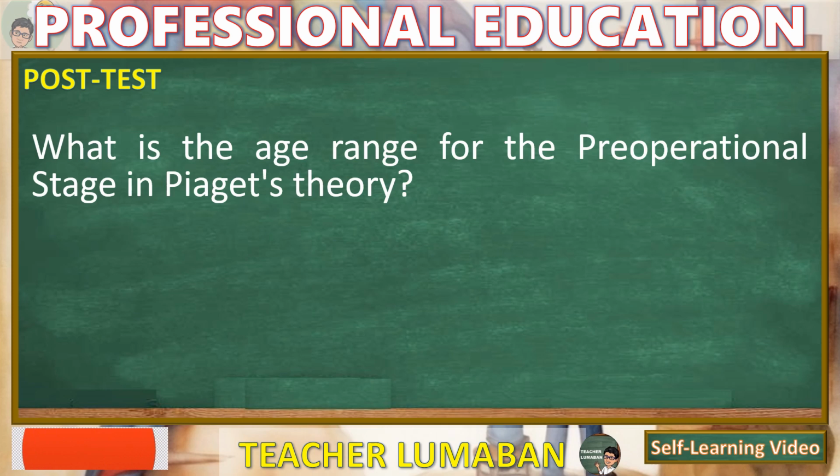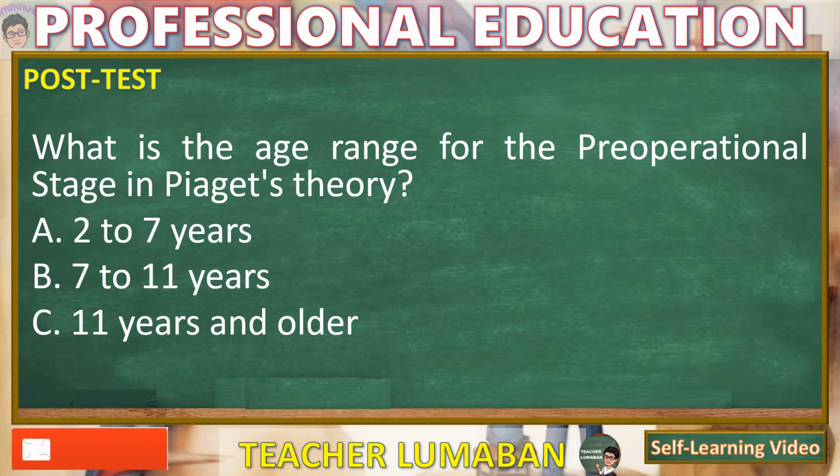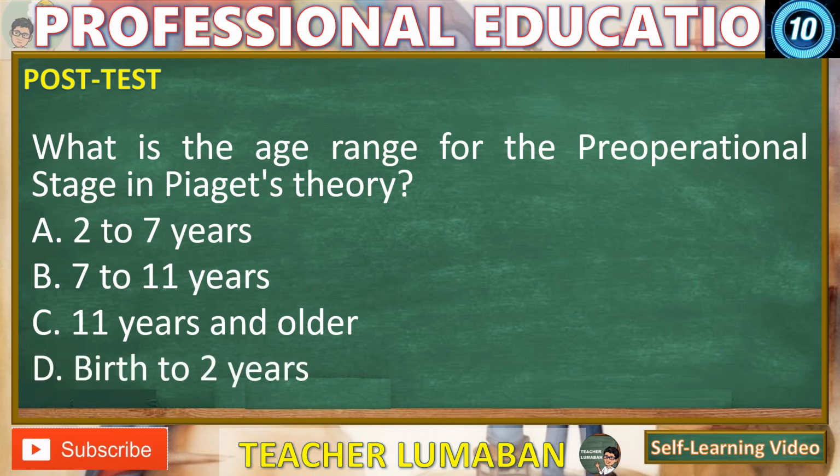What is the age range for the preoperational stage in Piaget's theory? A. 2 to 7 years. B. 7 to 11 years. C. 11 years and older. D. Birth to 2 years.